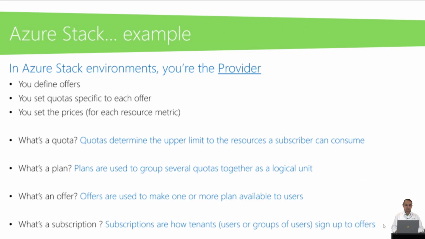However, in Azure Stack, you are the provider. So you define the offer, you set the quota specific to each offer, and you set the prices for each resource metric. When you need to provide services to your customers, there are 4 high-level steps. First, a quota determines the upper limit a resource subscription can consume. Then a plan, which is a group of several quotas together as a logical unit. Then an offer, used to make one or more plans available to your users. And at the end, a subscription is how tenants, users, or groups sign up to your offers.